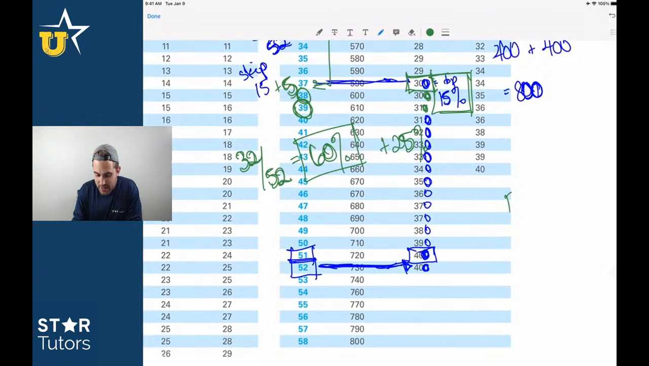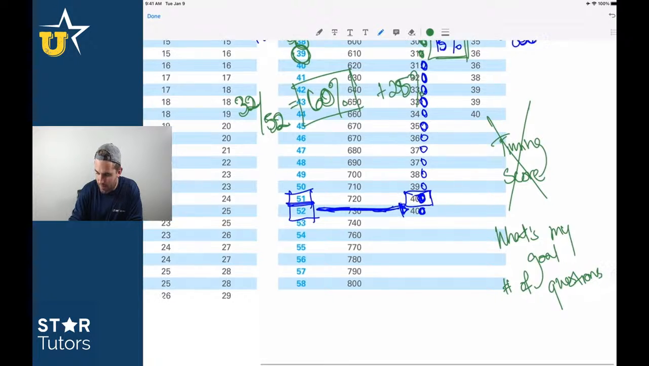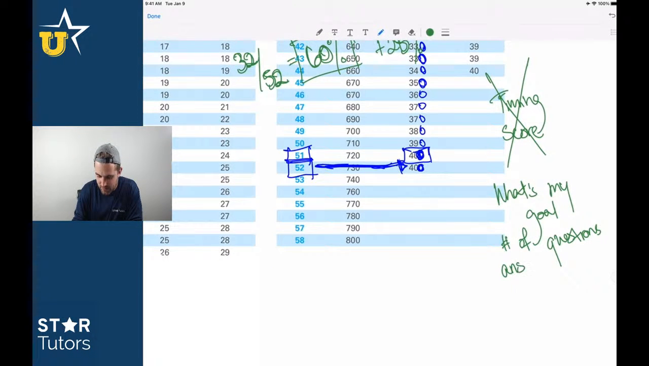Okay, so timing and your score should be the last thing. What's my score, right? How am I doing? Should be the last thing you guys think about. It should be, what's my goal number of questions? Everybody should write that down. What's my goal number of questions answered correctly? That's my goal. And set it as reasonable and answered accurately, right?